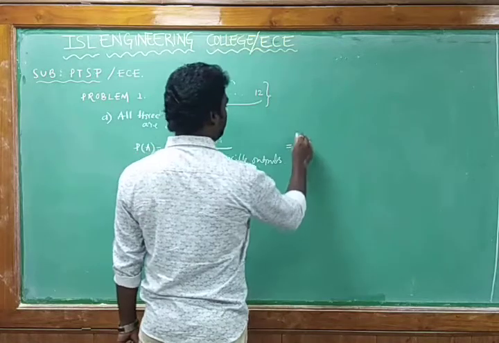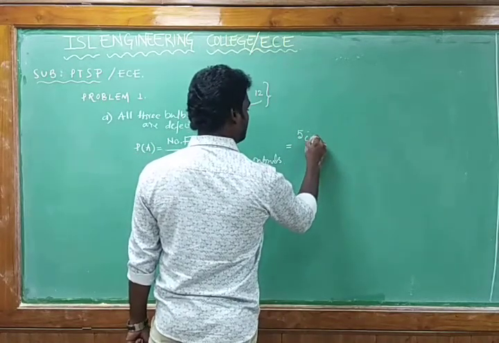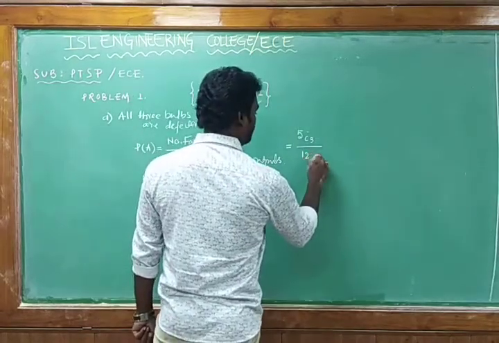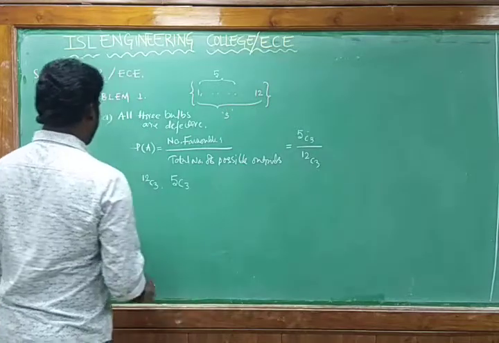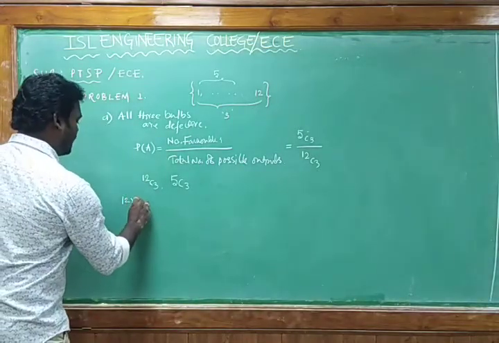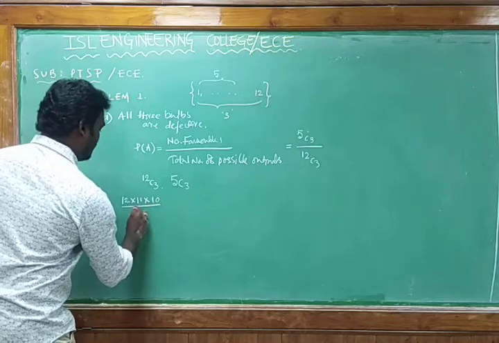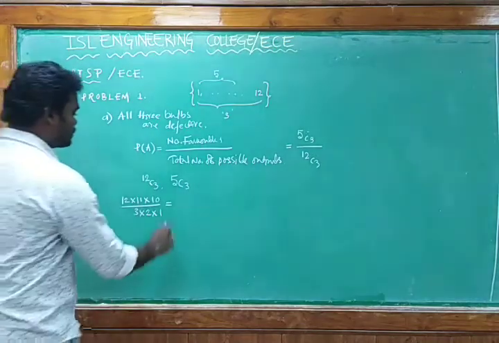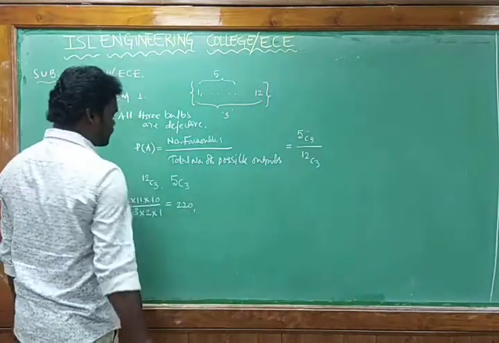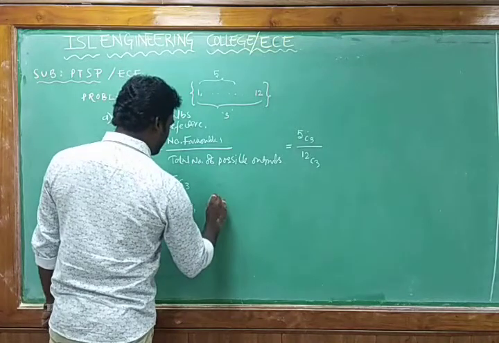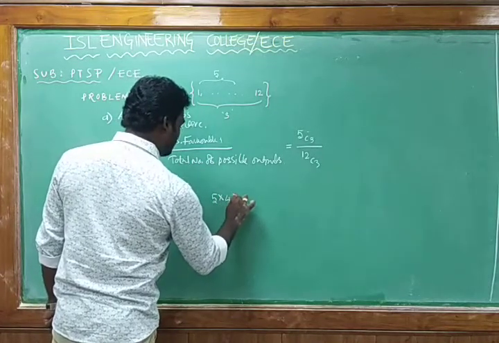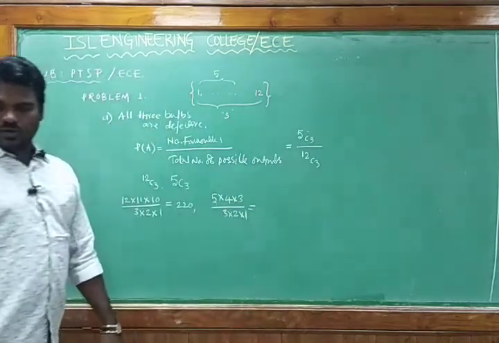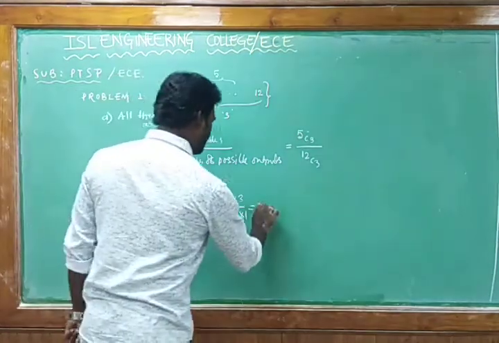Total number of favorable cases is 5C3, divided by the total number of exhaustive cases, which is 12C3. 12C3 is 12 into 11 into 10 by 3 into 2 into 1, which equals 220. Coming to 5C3, it is 5 into 4 into 3 by 3 into 2 into 1, which equals 10.